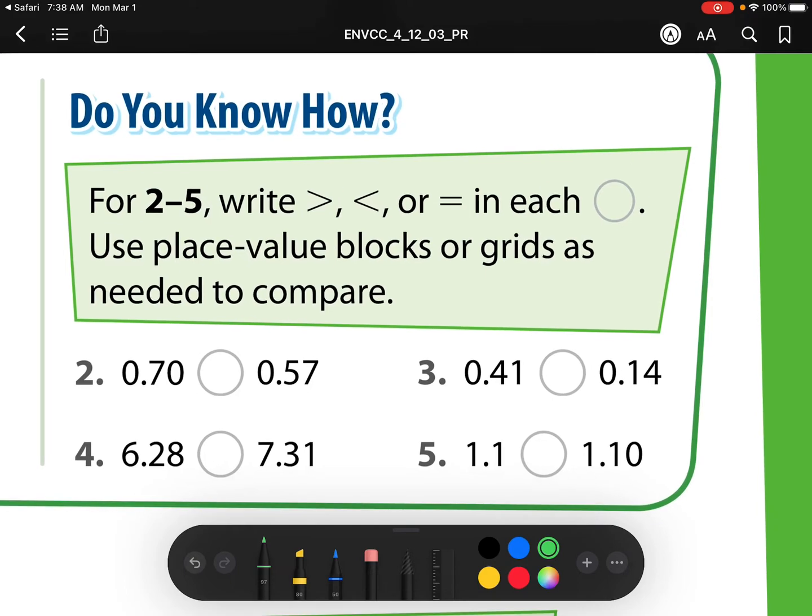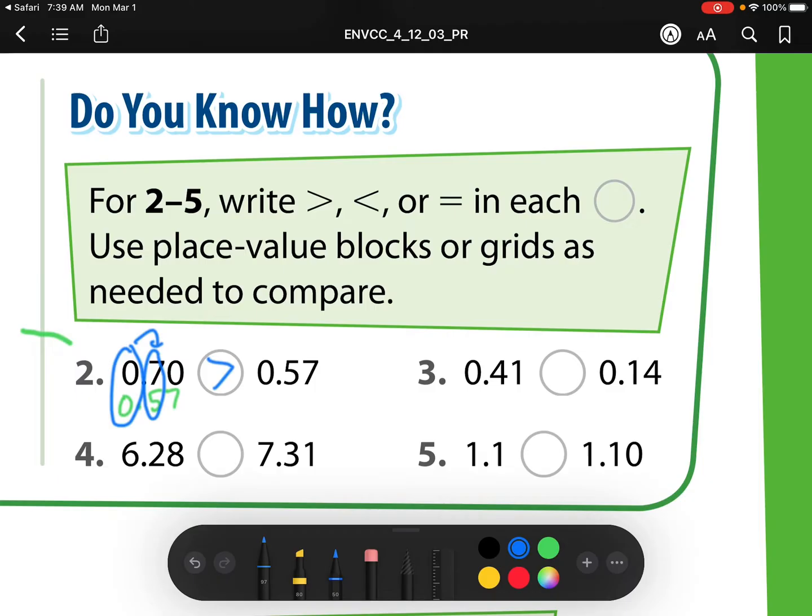Okay, number 2 through 5. Write greater than, less than, or equal to in each of these blanks. Use place value blocks or grids as needed to compare. Well, remember our number 1 rule? Before we even use those place value blocks, we're going to line up the decimals to see if that helps. So let's check. Start on the left. They're the same. Next one over. One's bigger. The 7 is bigger than 5 tenths. So that's going to be a greater than symbol.